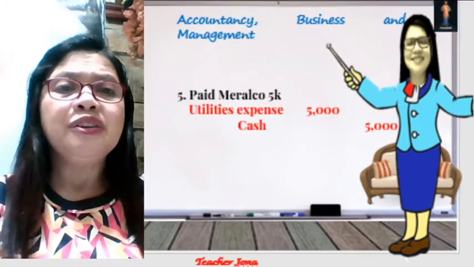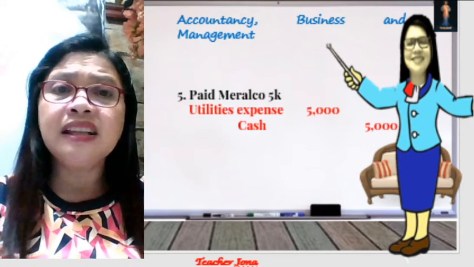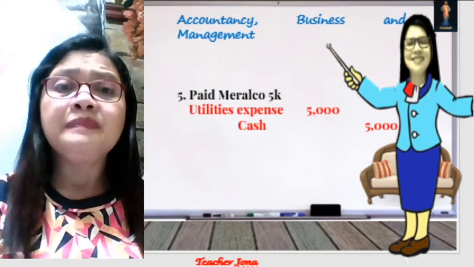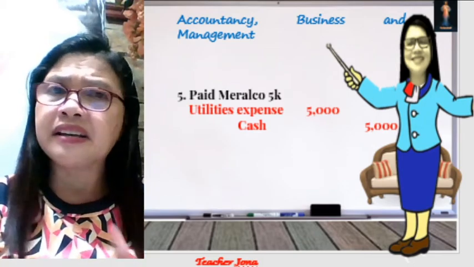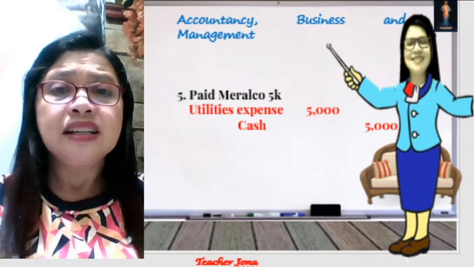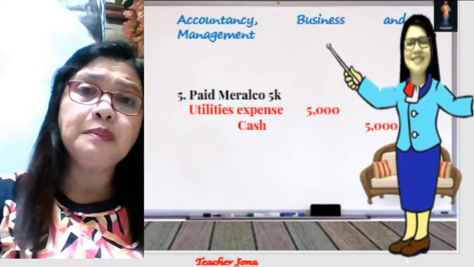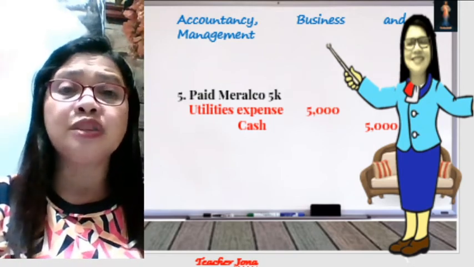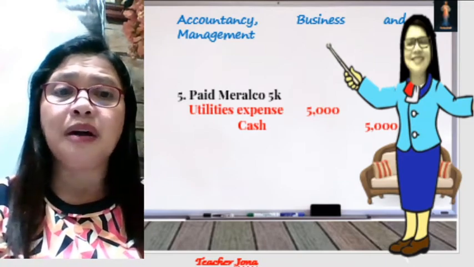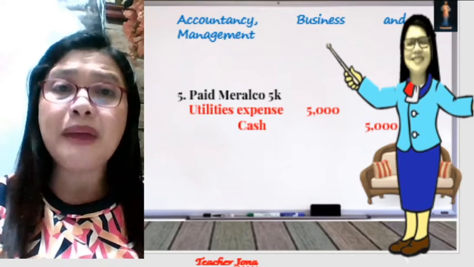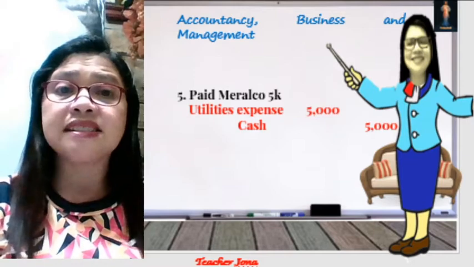Next, we have you paid Meralco 5,000. So that's an increase in an expense, which gives us a debit balance. Meaning, when you decrease your income through expenses, an income has a credit balance, and when you decrease it, you do the opposite. So an expense has a normal debit balance. So you debit utilities expense in the amount of 5,000, and because you paid the utilities, then there was a decrease in the cash.